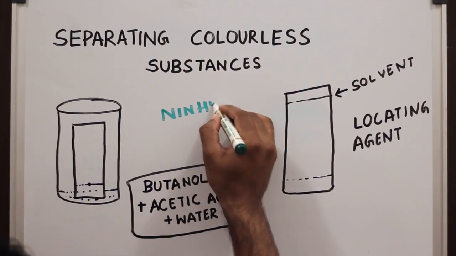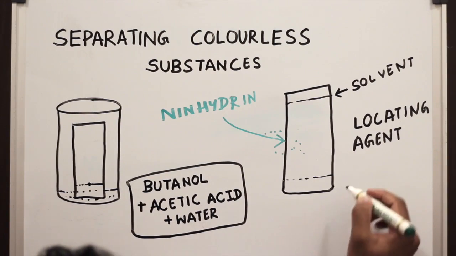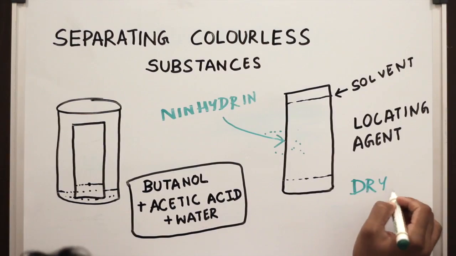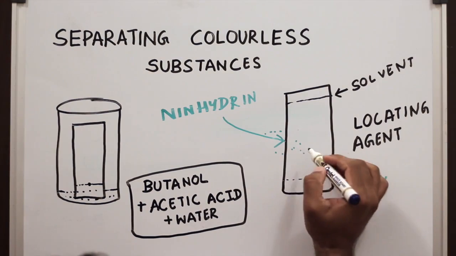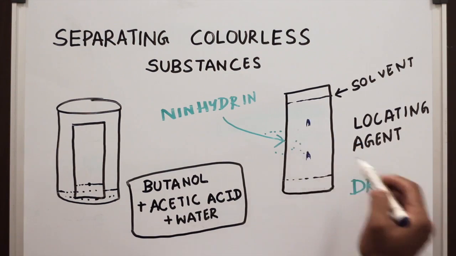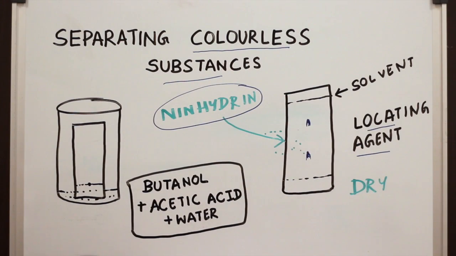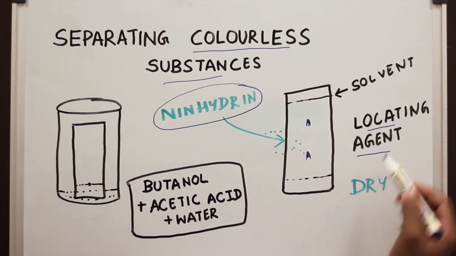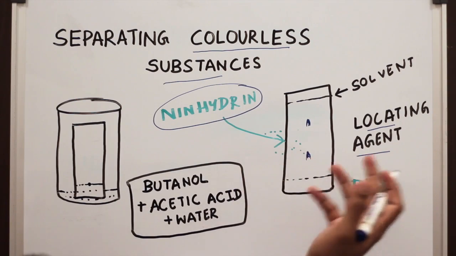The best example is ninhydrin. Now ninhydrin is sprayed on the paper, and the paper is then dried. After some time, when it is dried, you should be able to see 2 different spots at 2 different places, and these are nothing but the amino acids which have moved. So we have separated the 2 different components in the mixture which was on the spot, and these 2 substances are 2 different amino acids.